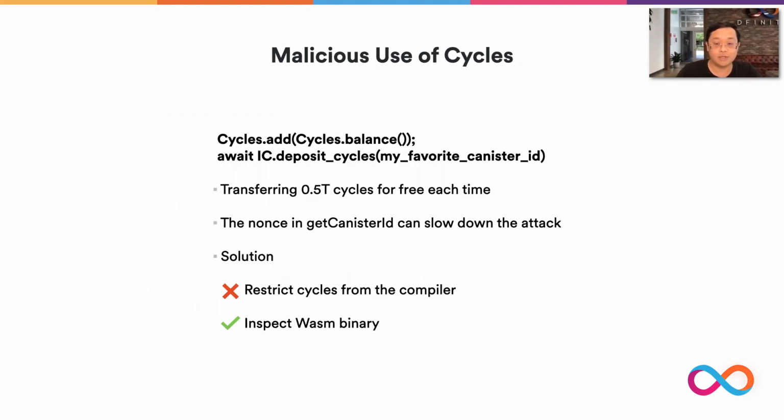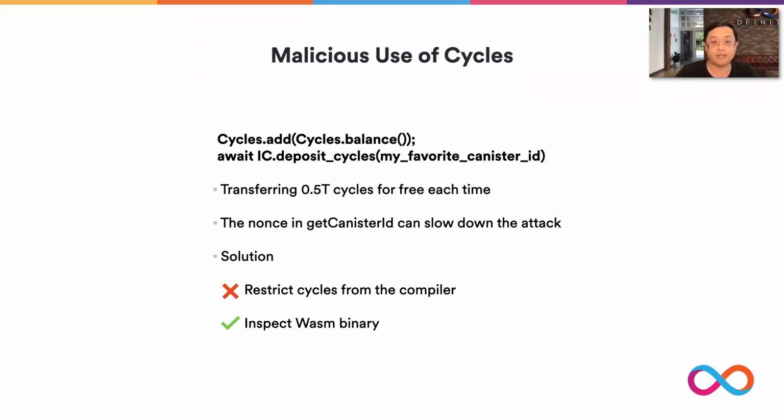Because the users are submitting arbitrary Motoko code, one malicious behavior we want to avoid is for a user to take all the cycles from this canister and transfer them outside to some external canister. Basically, if you write these two lines of Motoko code, which add all the available cycles in your canister and then transfer them to the external canister, and because we cap the canister cycles to 500 billion for each canister, each time you run this, you can take out 500 billion cycles.